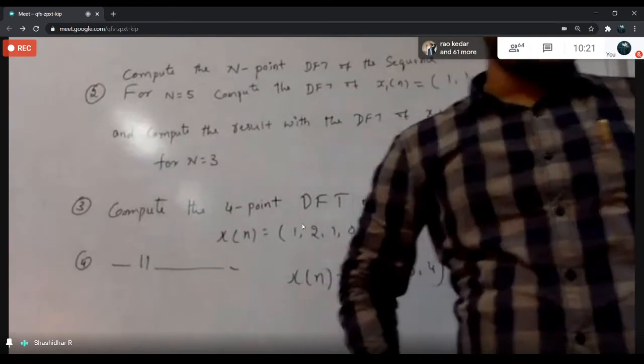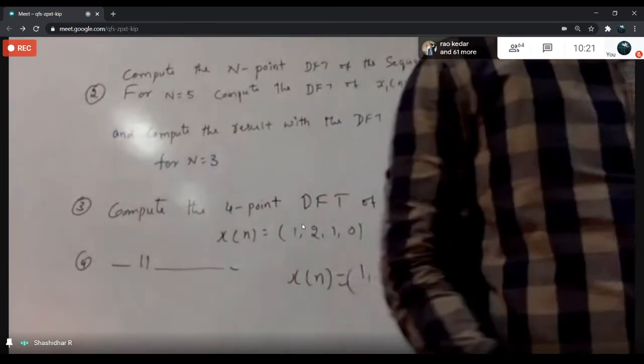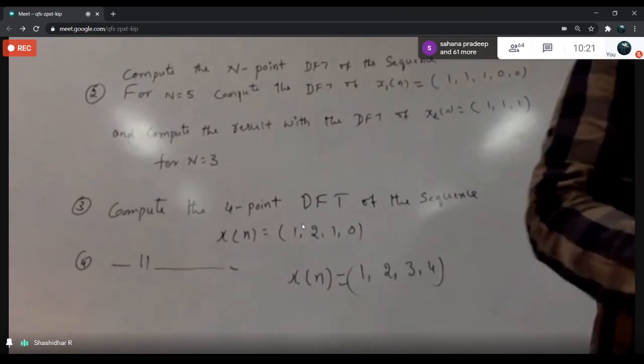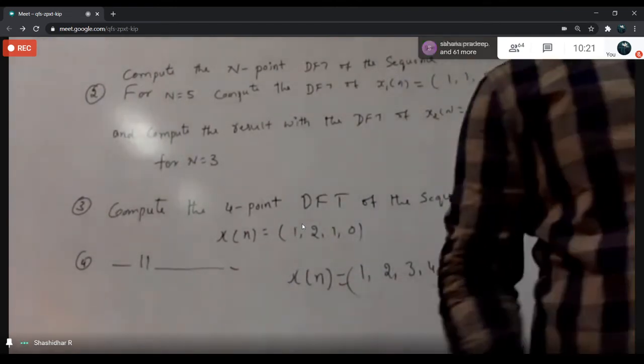Problems you can refer to Proakis and Oppenheim and Ganesh Rao.